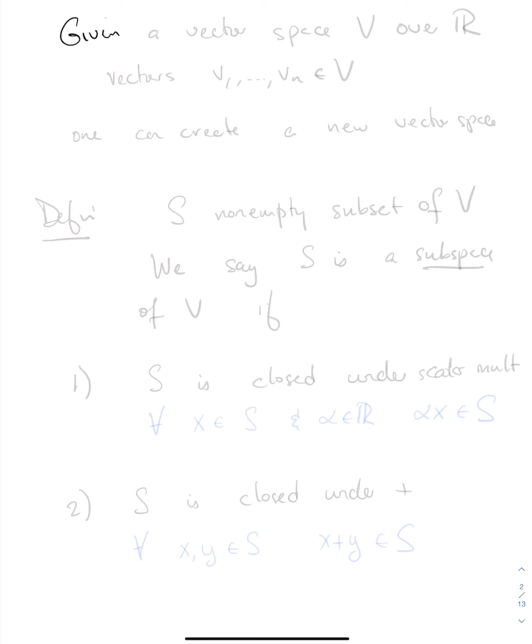Given a vector space V over R, so this is a real vector space. Remember, we don't actually need the reals to form a vector space. We can form a vector space over the complexes or any other field. But for now, let's stick to real vector spaces. So say V is a real vector space, and we've got vectors V1 through Vn in our vector space. From this, we can create a new vector space.